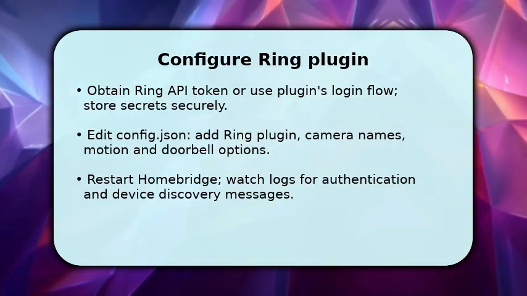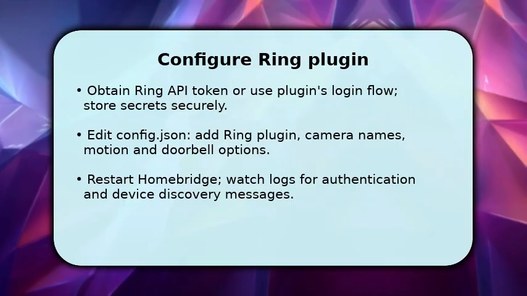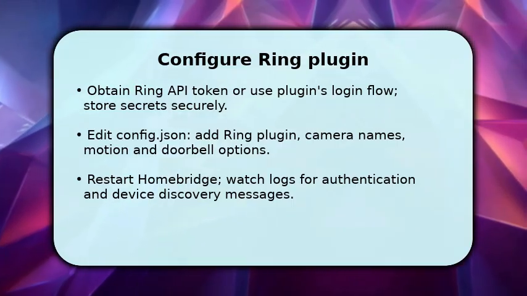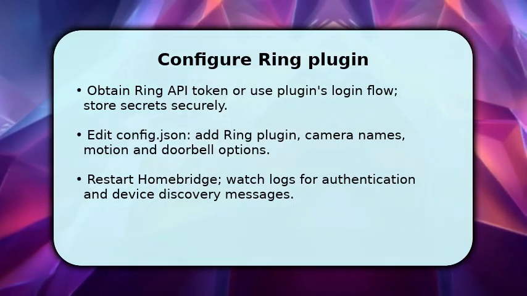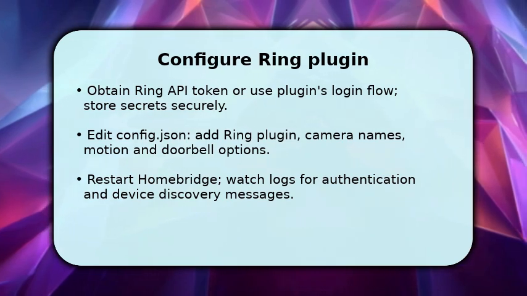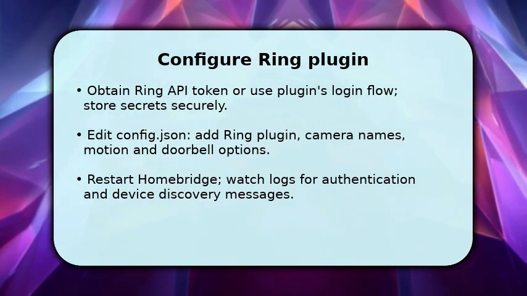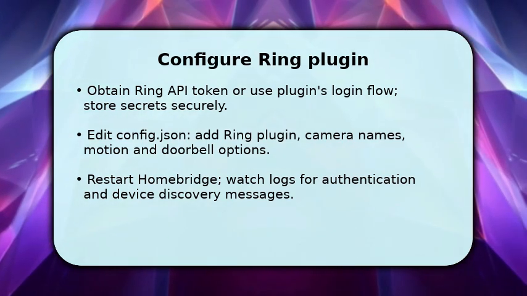Once saved, restart Homebridge. Monitor the logs for successful authentication and device discovery. If you see devices listed, Homebridge is relaying Ring data. Make sure RTSP or stream proxies are enabled if you want.